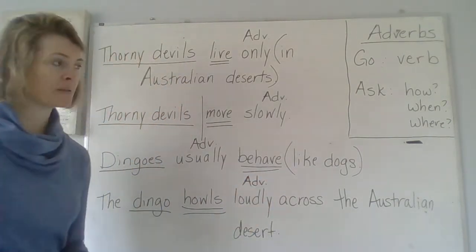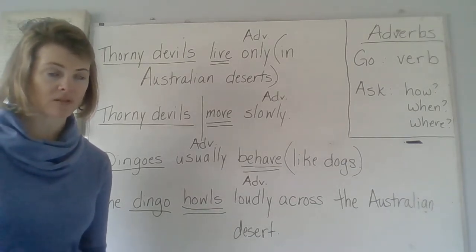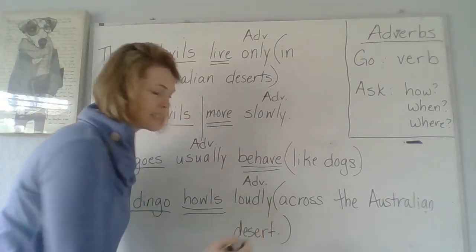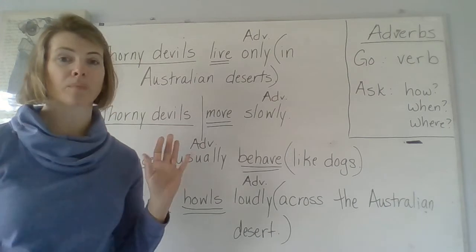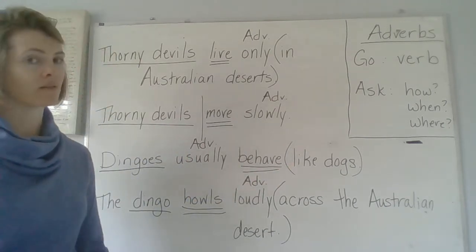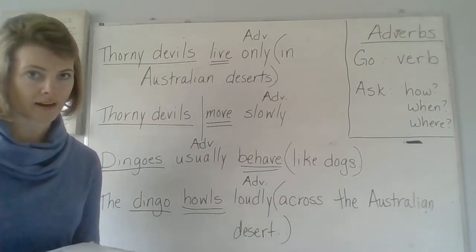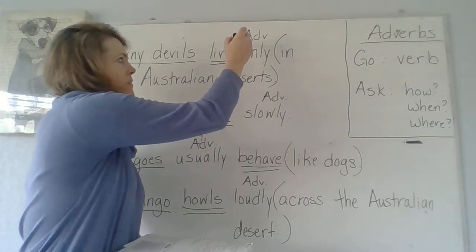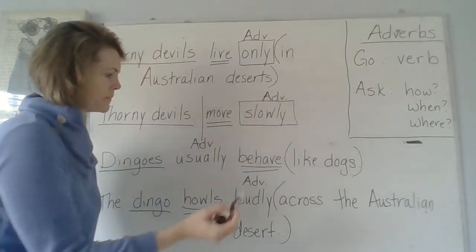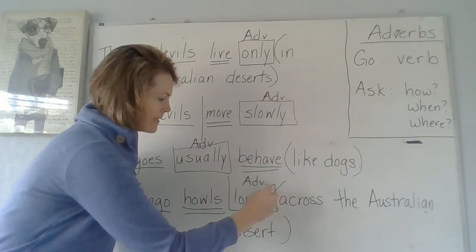Now again, you might be tempted to say, well, there's something in that sentence, Mrs. Huff, that also answers howls where? He howls across the Australian desert. That's more than one word. That's a prepositional phrase. Yeah, those are tricky. Now, I told you I was going to tell you a clue about adverbs. Let's see if you can spot a pattern here. Let's look at our adverbs. We had only, we had slowly, we had usually, and we had loudly.